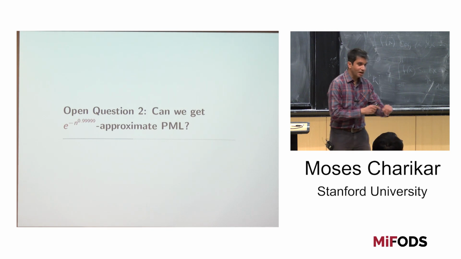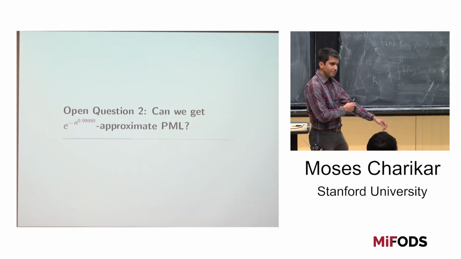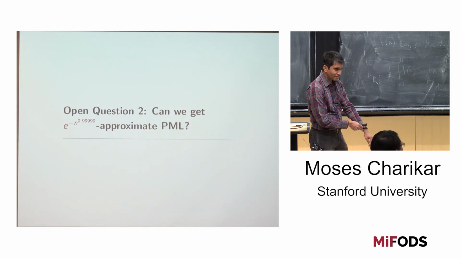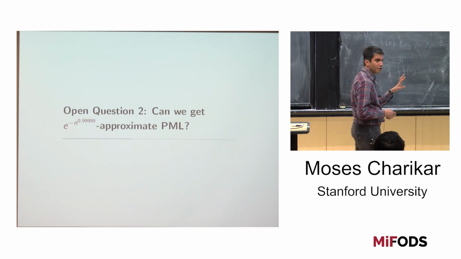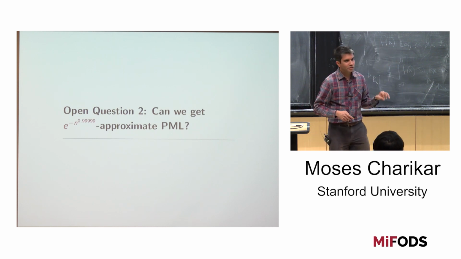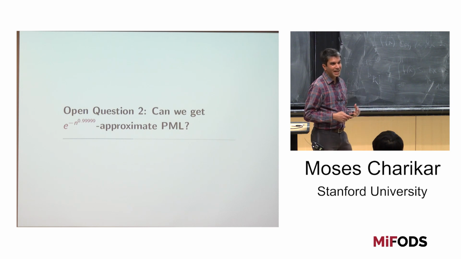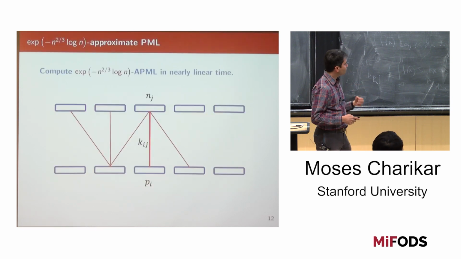All right. So I still have until 15. Okay, good. Let me talk about ways in which you can actually approximate the PML objective. Remember, prior to our work, the open question was, can we even get anything slightly better than e to the n?